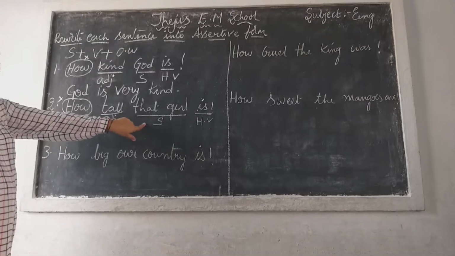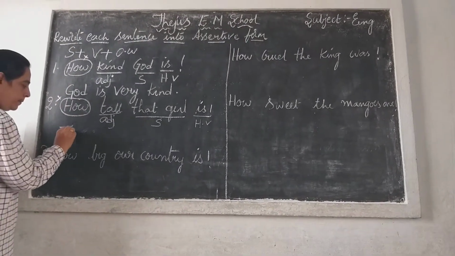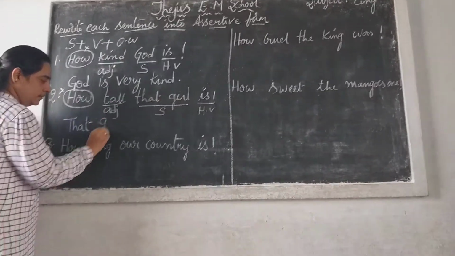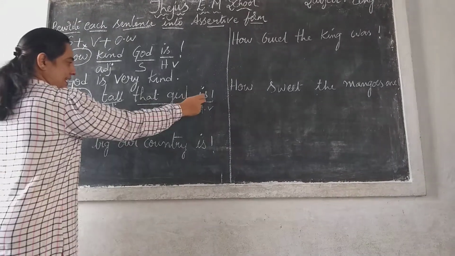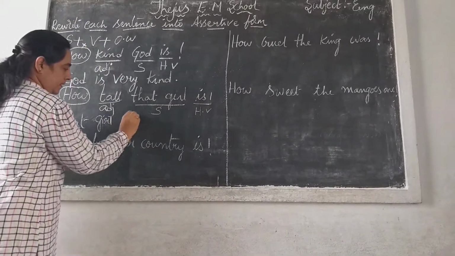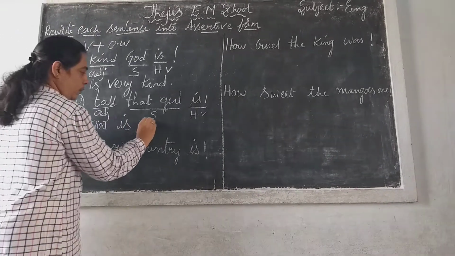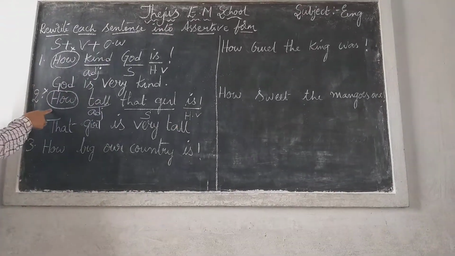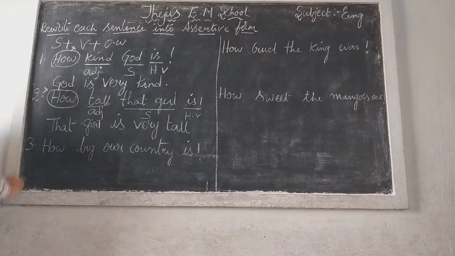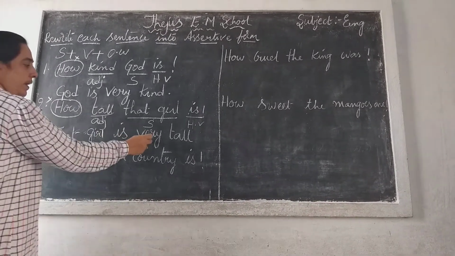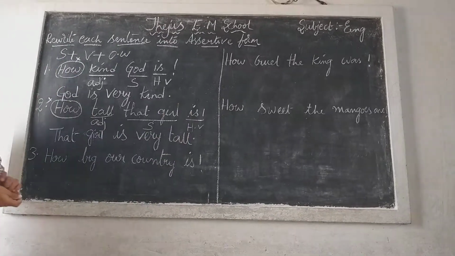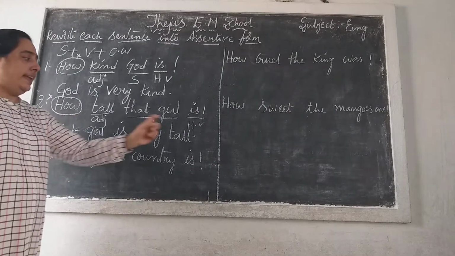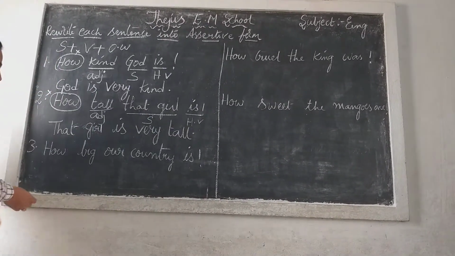What is the subject here? That girl. Start with capital letter. That girl is, next verb, is. Adjective, very tall. That girl is very tall. You have to remove how. Okay. That girl is very tall. Ends with full stop. There will be no exclamatory mark. You have to start with capital letter and end with full stop. Next.